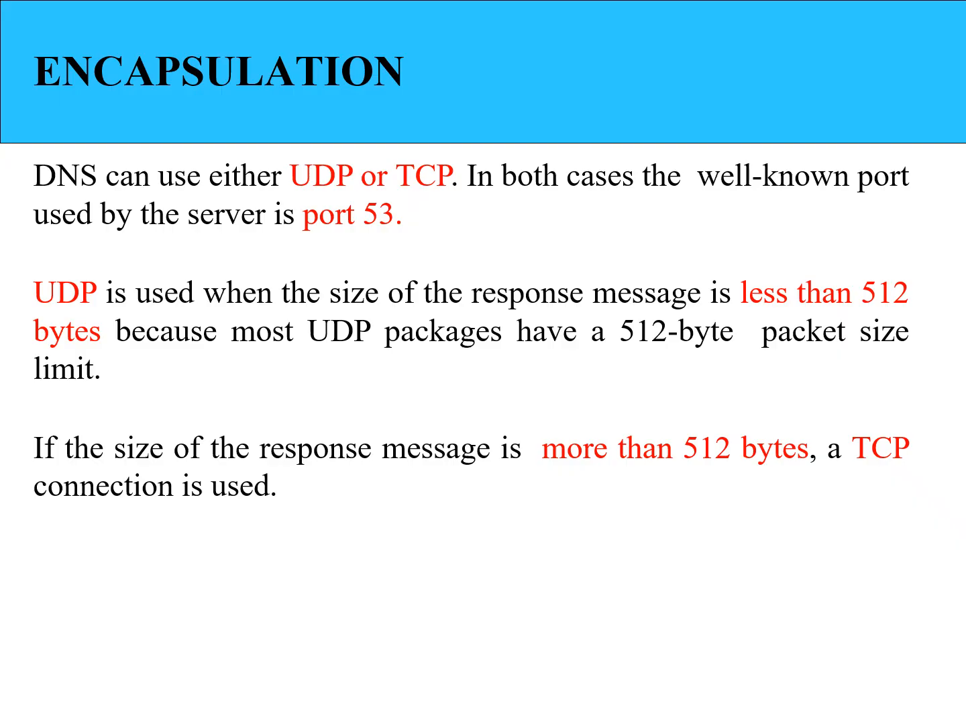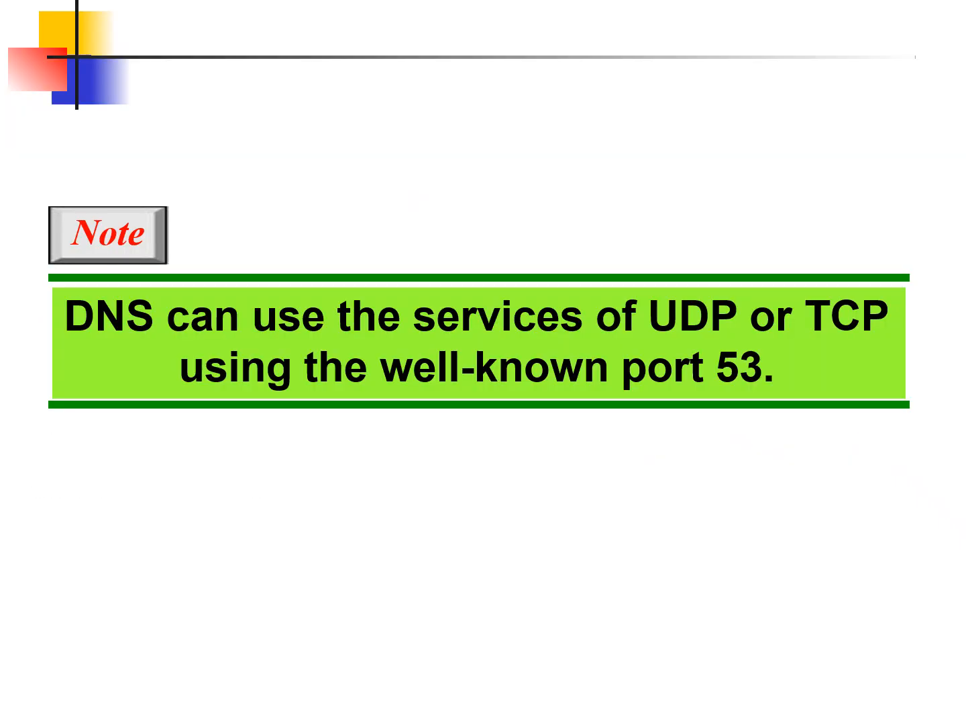UDP is used when the size of the response message is less than 512 bytes, because most UDP packets have a 512 byte packet size limit. If the size of the response message is more than 512 bytes, then TCP will be used in this case. So DNS can use the services of TCP or UDP using the well-known port number 53.